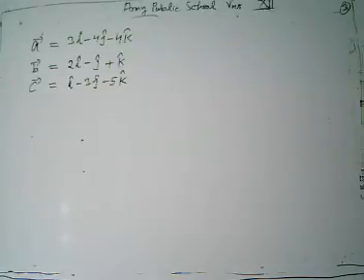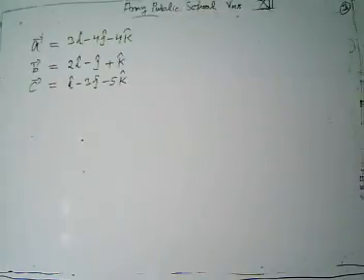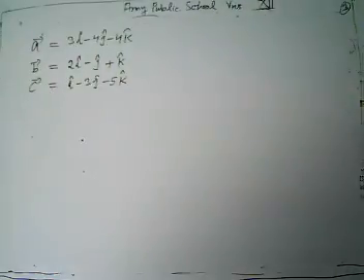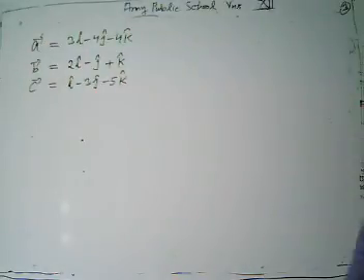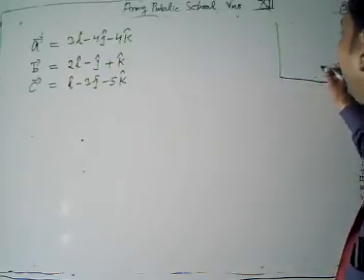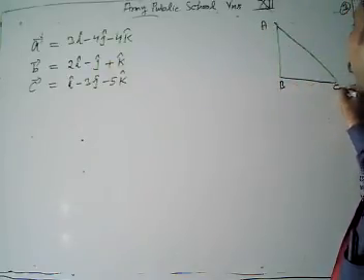We have to check whether these are the vertices of a right angle triangle. First of all, we draw a rough right angle triangle ABC, which we have been given.